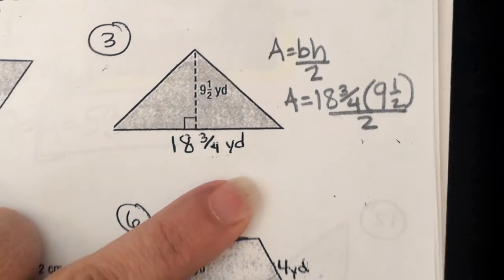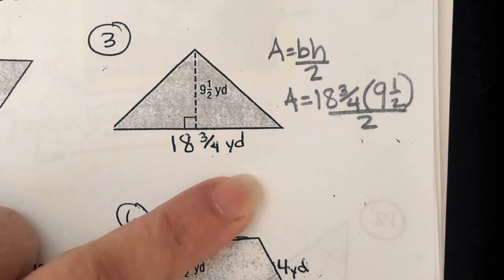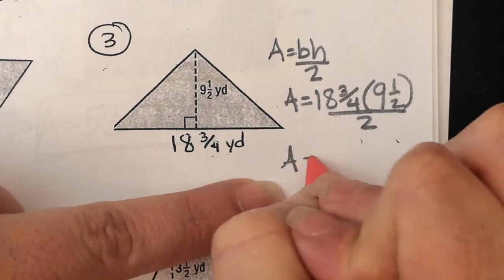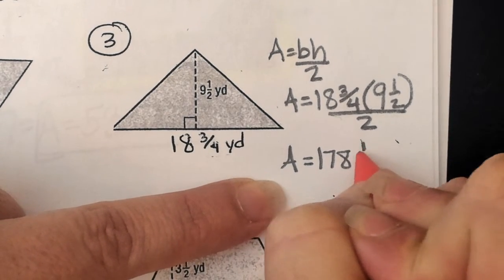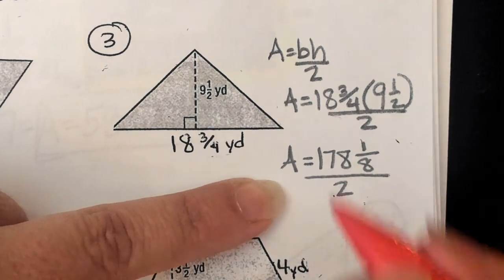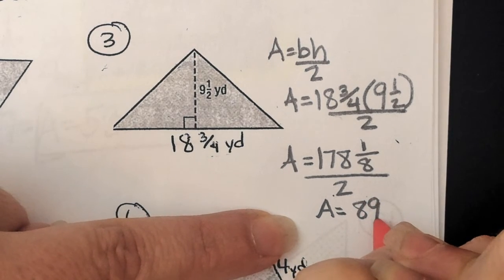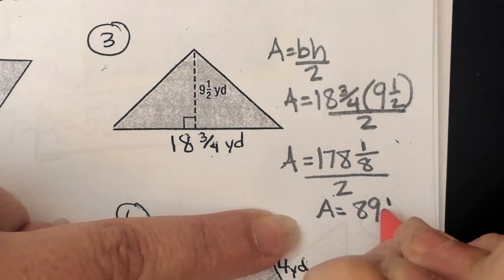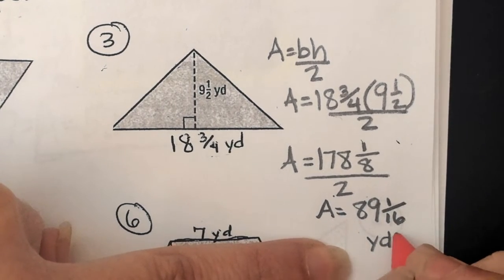So I'm going to pull out the handy dandy calculator and use the ABC button. Now, the top of this thing, multiplied together, I got 178 1/8. I've still got to divide by 2 because every triangle is divided by 2. Looking like I got A equals 89 1/16. Whew. Okay, yards squared.